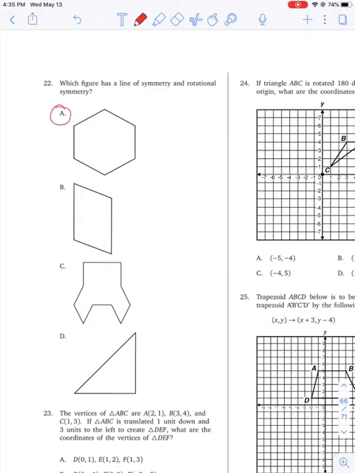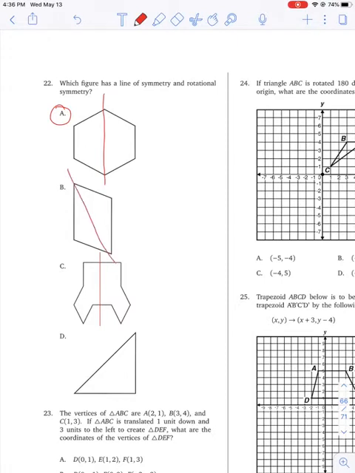A, that one looks like the only one you could really spin and keep getting the same figure over and over. So I think that's the only one that'll work. And as far as a line of symmetry goes, I really only see A has a line of symmetry there. C has a line of symmetry there. So you could fold it and it'll stay the same.